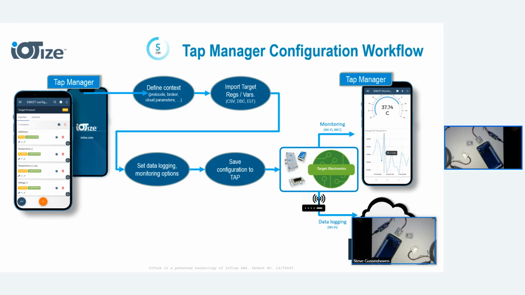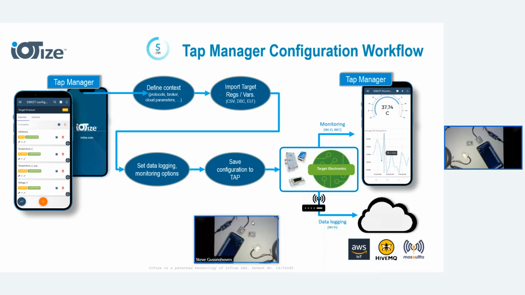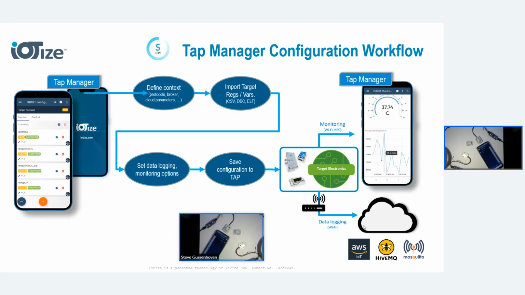And then we'll see that we'll virtually automatically be able to see data coming from our system on our mobile phone in the case of monitoring, or see messages and logging via either an MQTT broker or actually seeing data also on our AWS IoT platform. So it's a very, very simple process: defining the context, importing the variables or registers that we want to access, setting those options, and then saving that configuration to our device.